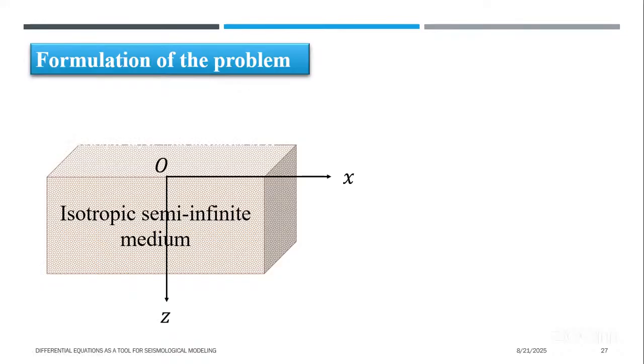Again, the semi-infinite medium which we have considered is isotropic in nature and homogeneous. Isotropic means that the medium has all material properties the same in all possible directions about a point, and those material properties do not depend on the space variables. Owing to that, we have already seen for the isotropic medium the stress-strain relation, that is the constitutive relation, and we have also seen the strain-displacement relation.